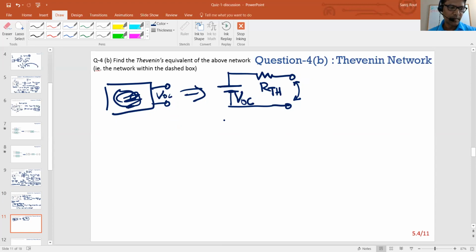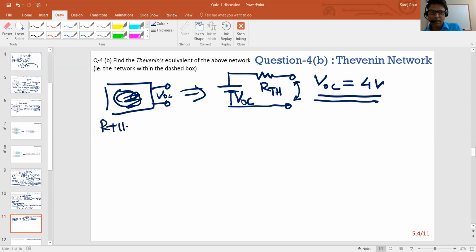So that's how you find it. Okay, so the VOC we already know from the last equation, right? That's 4 volt. We've already calculated it, so we don't need to calculate that. For the RTH, like I said, you make all independent sources 0, right? Independent sources equals 0.